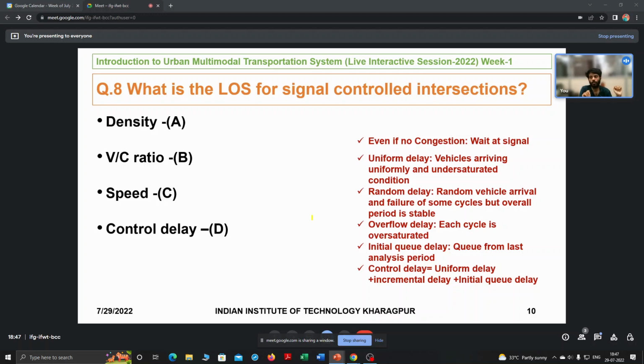So then what is overflow delay? Overflow is if, within the 15-minute analysis period, each of the cycles is oversaturated. Therefore, in every cycle the demand is higher than the capacity. So it is called the overflow delay.